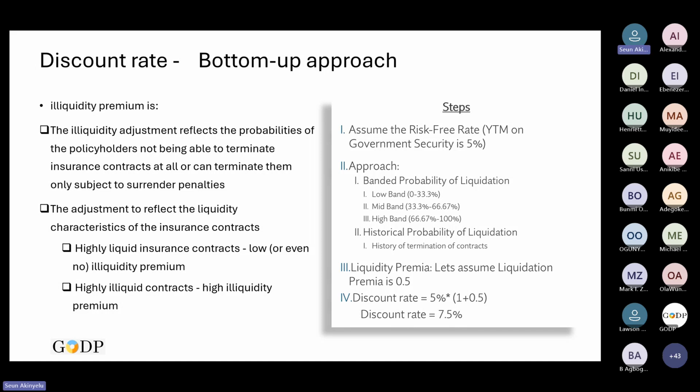I've given an example here that we have a low band, where the probability is between 0 and 33.3% that there will be a liquidation. And this is from your historic data. It's looking at the probability that there's a termination, that they cut it off, the probability of stopping it. It is from the history of termination of your contracts. And based on that, we can band them into band A, band B, or low band, mid band, high band of probabilities of liquidation.